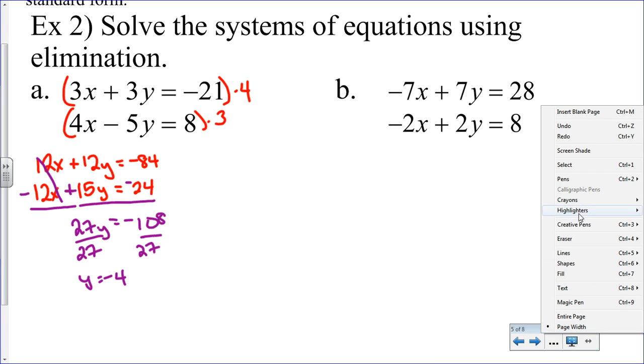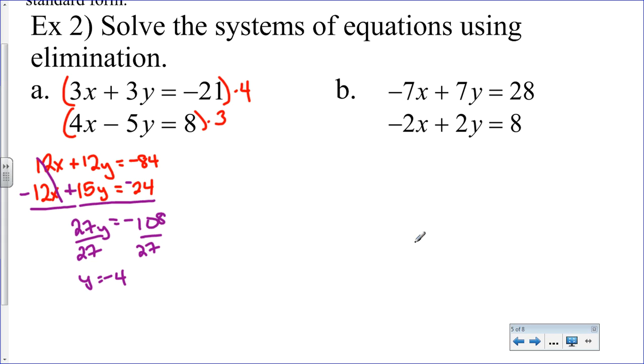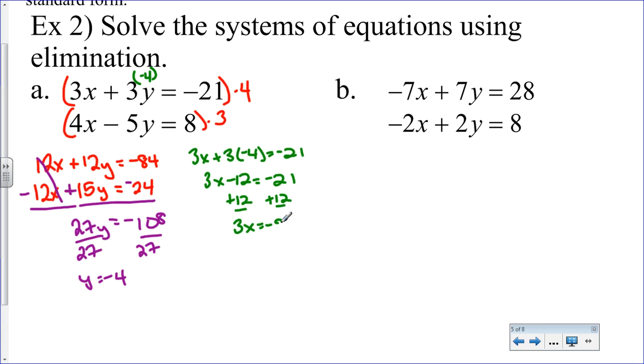Okay, so now that we have that answer, we're going to go ahead and plug that back in and find the next one. So I'm going to plug negative 4 in for my y, because that's what we found there. We're going to do 3x plus 3 times negative 4 equals negative 21. So 3 times negative 4 is negative 12. I'm going to go ahead and solve this. So I'm going to add 12 to both sides to get 3x equals negative 9, and then divide by 3. So my solution here should be negative 3, negative 4.